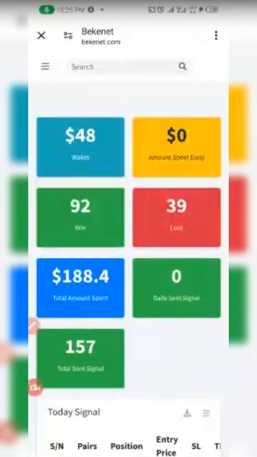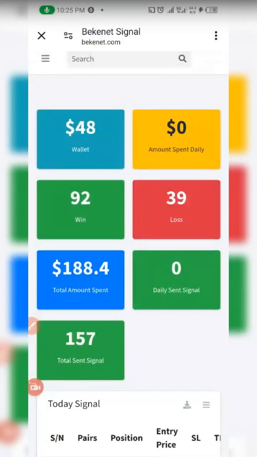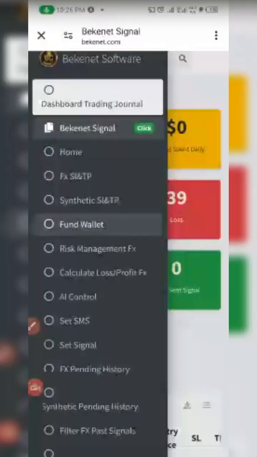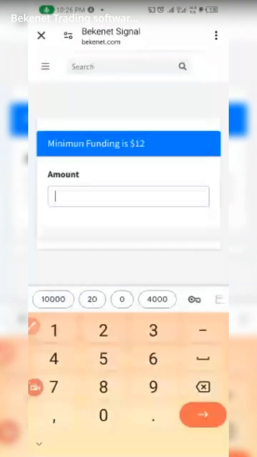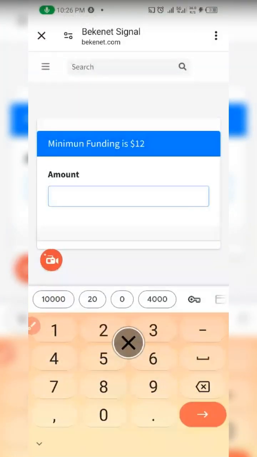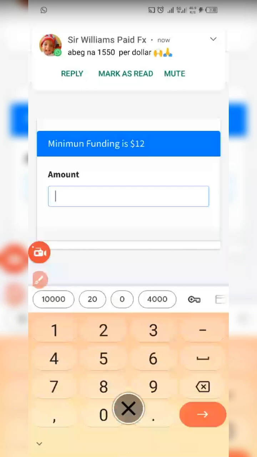This is my wallet, so I need to refund my wallet again. Click here. Click on fund. So the minimum you can fund on this place is $12. It's just like you recharging your MTN line.